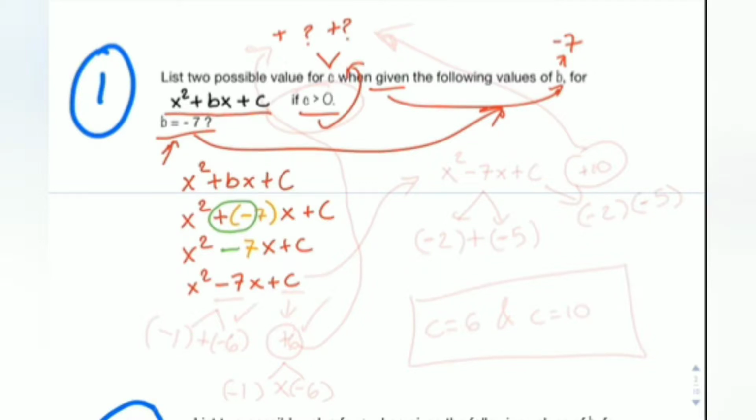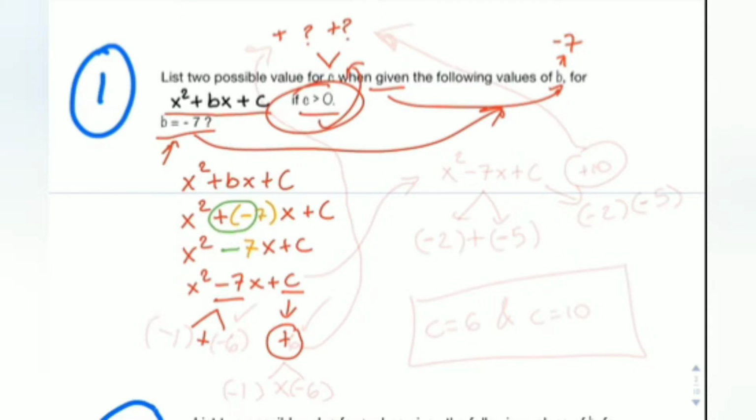Okay, so for factoring, there's just one simple thing, and that is that we need to find two numbers that multiply to C. And when you add them, it will equal B. In this case, it's -7. So we must find two numbers that multiply to C. And when we add them, it has to equal -7. And we know from the question that C must be greater than 0. So we know off the bat that this is positive. And we need two numbers that when you add them equal -7.